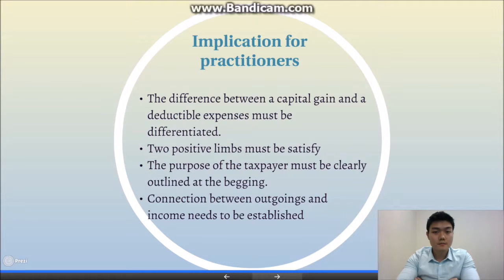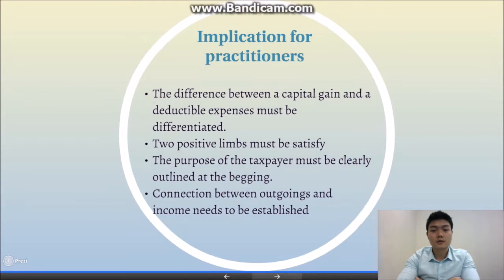Now, to wrap this up, a clear understanding of the difference between what is deductible income and what is a capital gains tax, together with the criteria it satisfies under the positive limbs, prevents practitioners from repeating the same mistake that occurred in this case, and most importantly, to avoid any future issues.